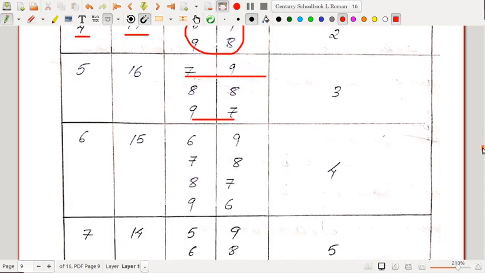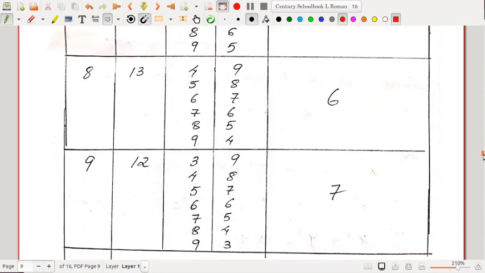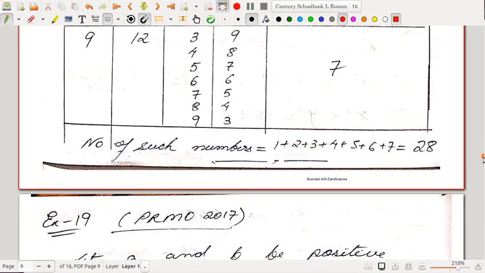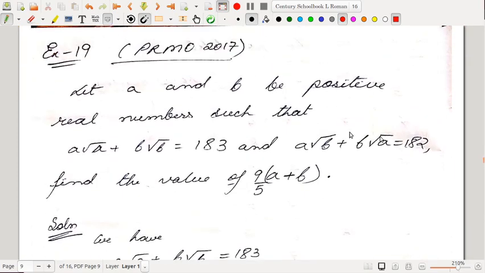And this type of listing is very necessary in building up your concepts, the step-by-step process of dealing with this type of problems. So better you do it this way. We will come to the other methods later. Okay, then let us try this problem.